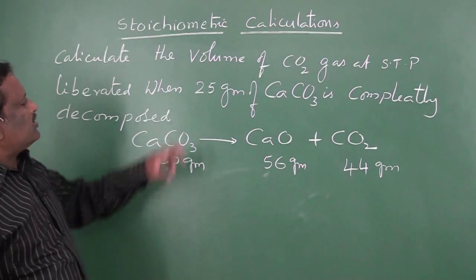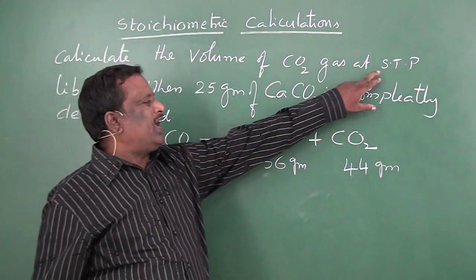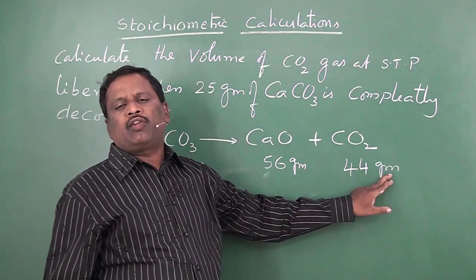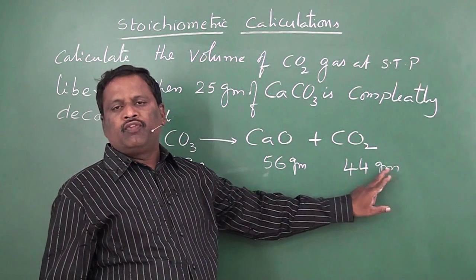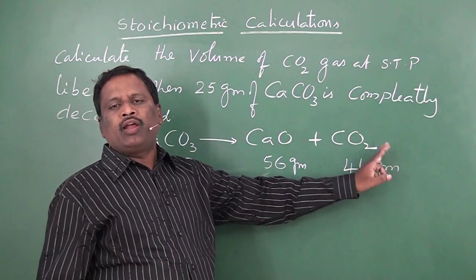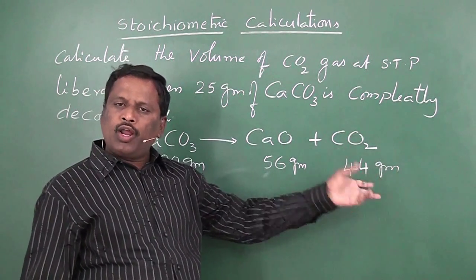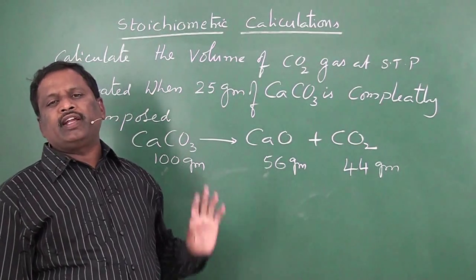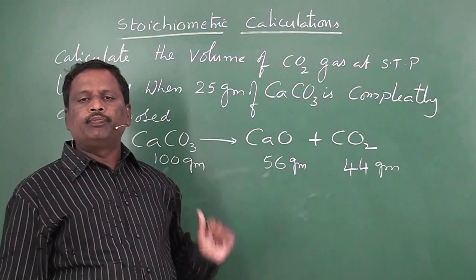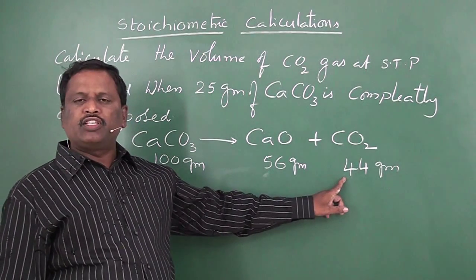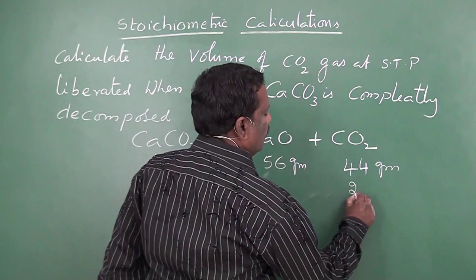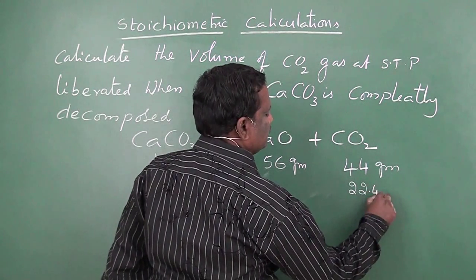But in this problem they are asking the volume of CO2 gas at STP. 44 is the molecular weight of CO2. 44 grams is the gram molecular weight of CO2 or 1 mole of CO2. So 1 mole of CO2 at STP conditions, it will occupy 22.4 liters volume. Now this 44 grams of CO2 at STP occupies 22.4 liters.